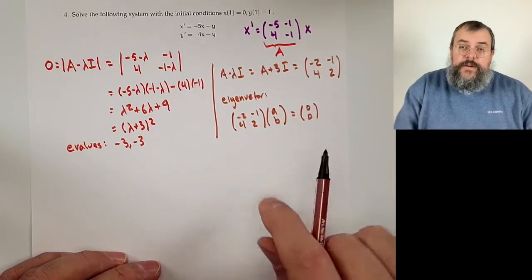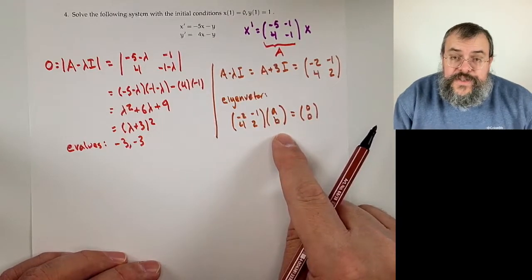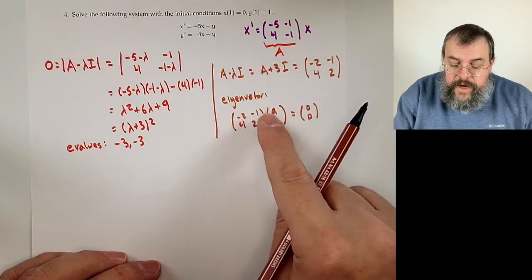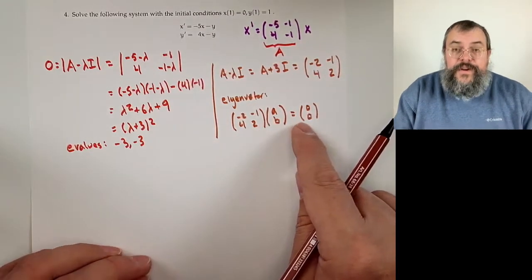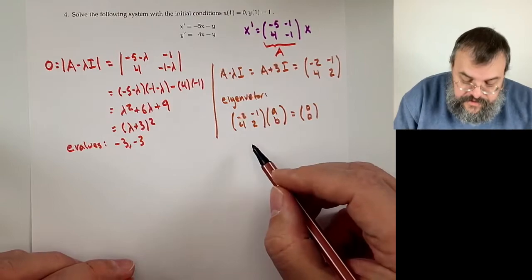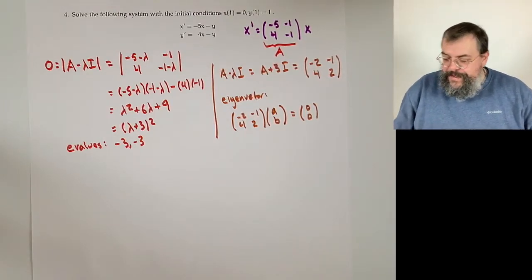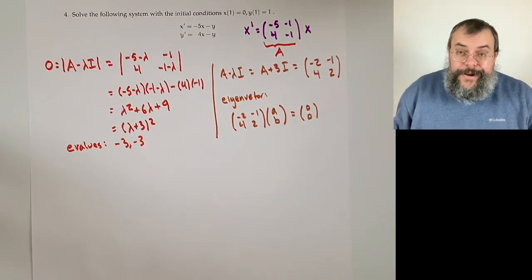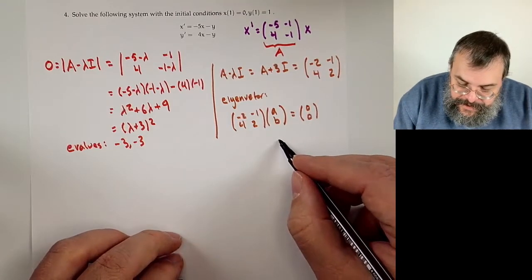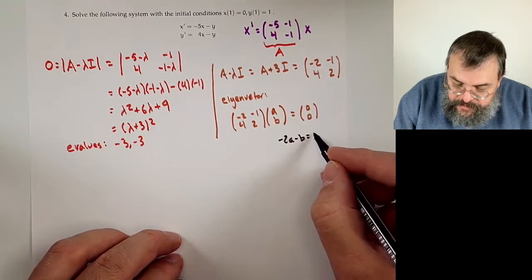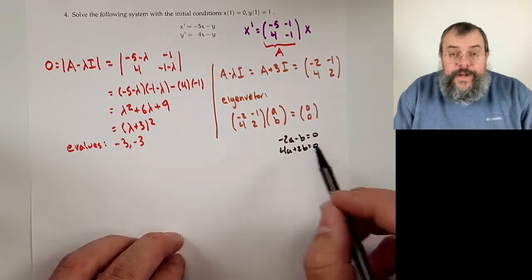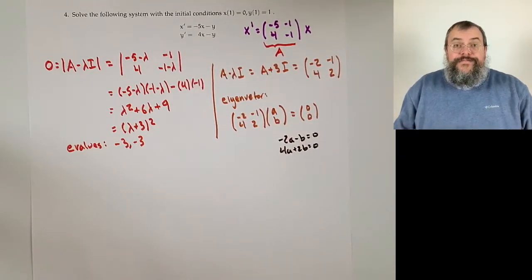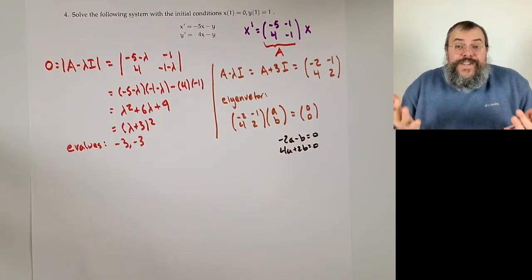Now, if you think about what's going on here, you really have two equations. -2a minus b equals 0, 4a plus 2b equals 0. And if you look at those two equations, well, let's actually look at them. We have the technology, Steve. Yeah, we do. -2a minus b equals 0, and 4a plus 2b equals 0. What do you notice about these two equations? They're really the same equation.